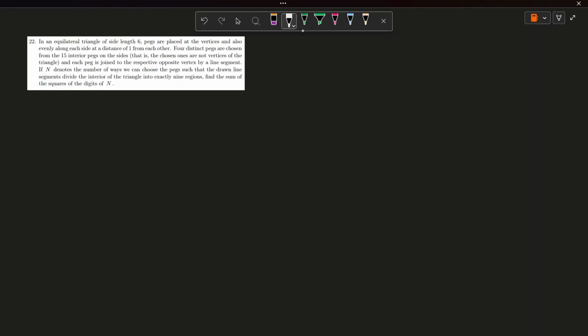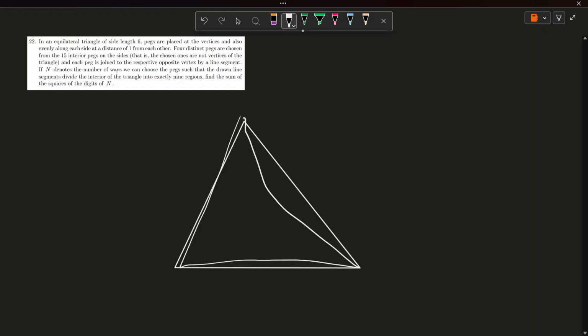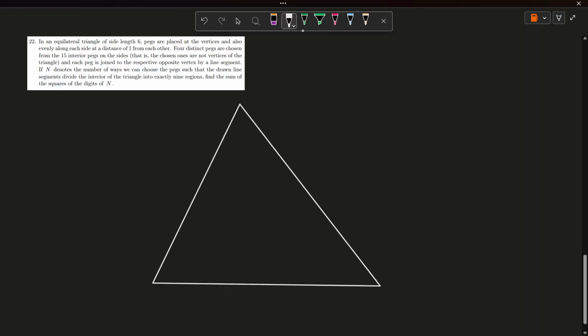confusing problem, but let us first draw the diagram and see what it means. So basically we are given an equilateral triangle. So let us first draw an equilateral triangle. So this is not an equilateral, but assume it is an equilateral triangle, and pegs are placed at the vertices and also evenly along each side at a distance of 1 from each other. So what we do, we place a peg here, here, here, suppose here, here, here, and here. So basically total side length is 6.